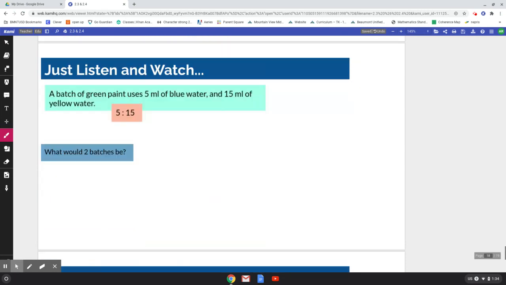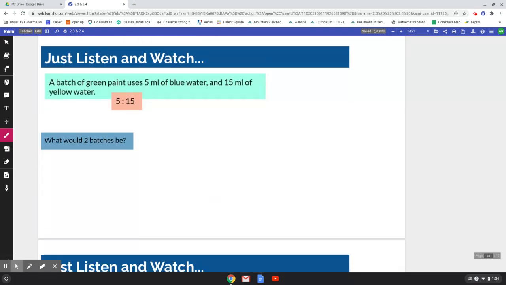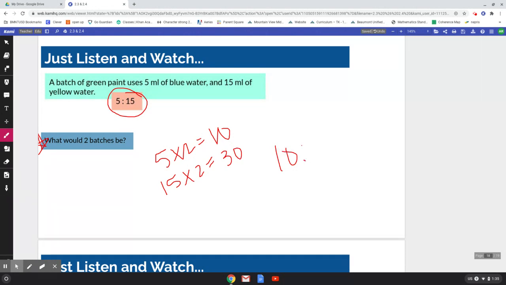Okay, so now it says a batch of green paint. So we already read all that. I'm sorry. So I'm more focusing here. What would 2 batches be? So remember I taught you, here's your original for 1 batch. So multiply each of those by 2. 5 times 2 is 10. 15 times 2 is 30. So your new ratio would be 10 to 30.